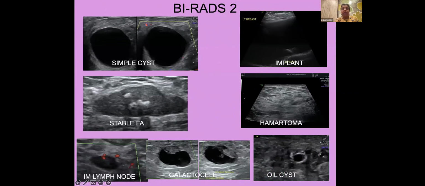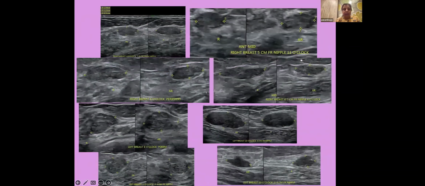Intramammary lymph nodes are also BIRADS 2, as are post-operative changes. You see a small oil cyst here, typically seen after breast conservation surgery, and these are all BIRADS 2. Now, a lot of times, a woman or a girl comes with one palpable abnormality. So she can feel one lump, but once you start doing the ultrasound, you see, oh my God, there are lesions in both breasts. All of them are circumscribed, oval, hypoechoic, and basically all of them look the same, in both breasts.